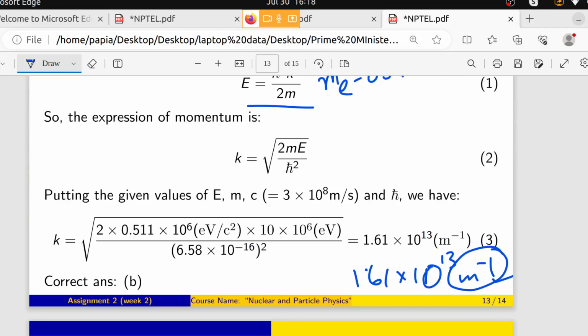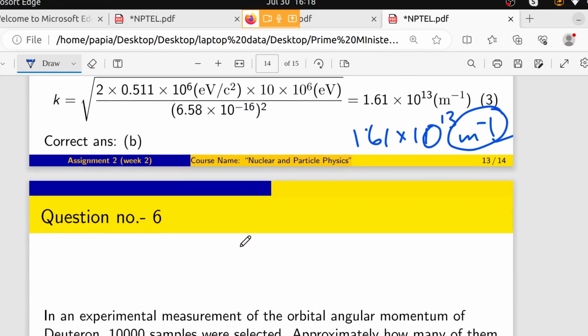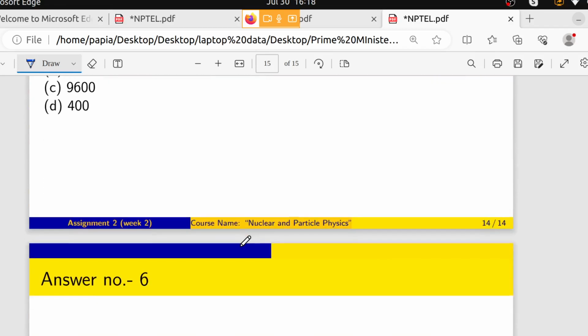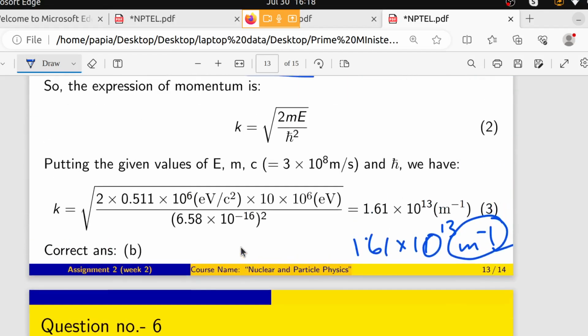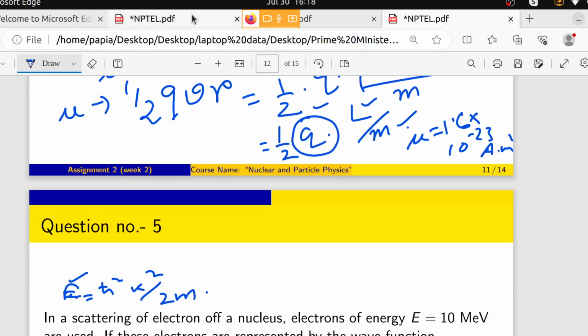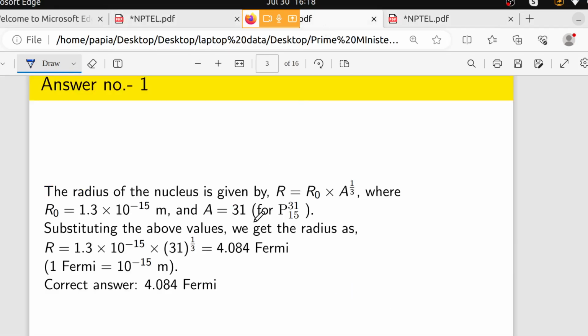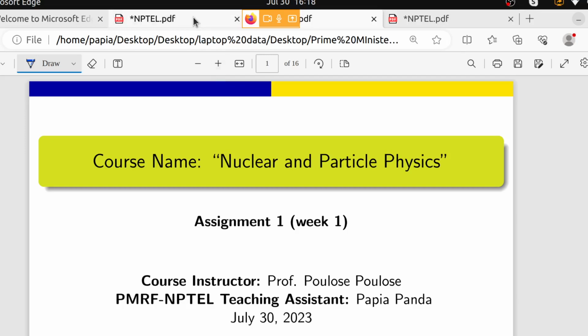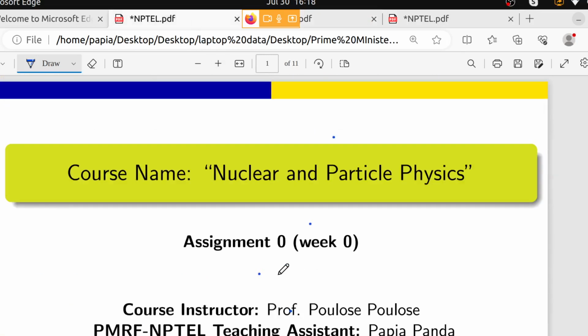Okay, so this is question number 5, and these things we will tell later. Among these 3 weeks, obviously we have to focus on at least these 2, week 1 and week 0. Among these week 1 and week 0 questions, if you have any doubt, you can ask me.